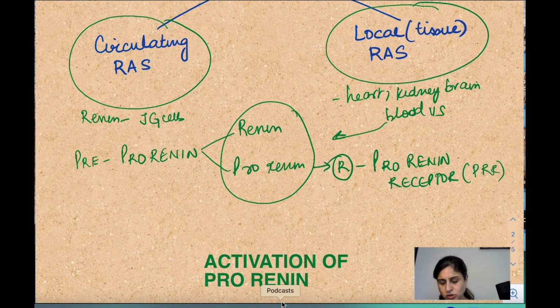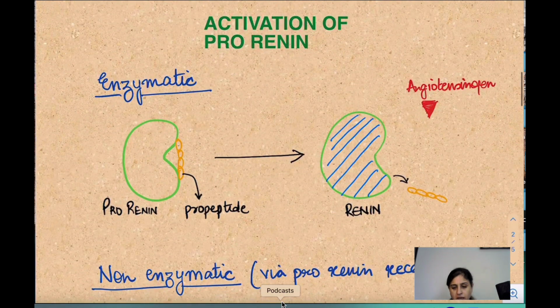Now renin, how is it activated? It goes and acts on its receptor and it gets activated. It is very simple for renin. But for prorenin, there are two mechanisms by which it gets activated. So let's do this. Prorenin gets activated in two ways.